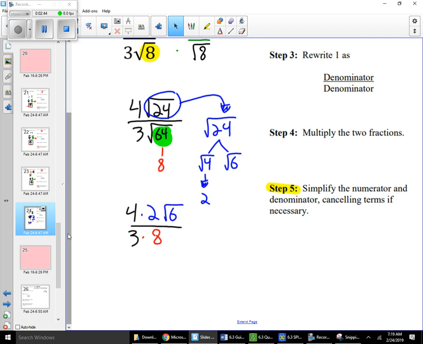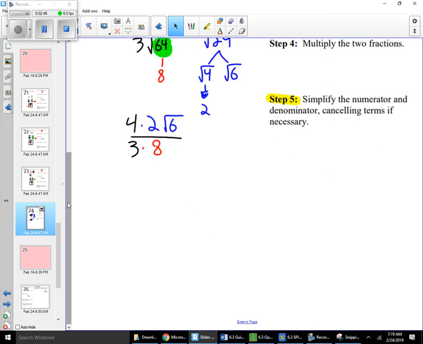Depending on how you're comfortable seeing this, you can go ahead and multiply things together. You can have a 4 times 2 in the numerator, which is an 8, as well as a root 6. You could also multiply out the denominator, 3 times 8, which is 24. Or you may have recognized in the very beginning that, hey, 4 and 8 have a common factor. So they reduce. 8 divided by 4 is 2. And then you have a 2 and a 2, which are identical, so they cancel. If you notice something like that right away, go for it. If you don't, worry about it.